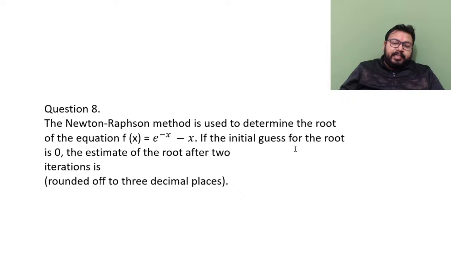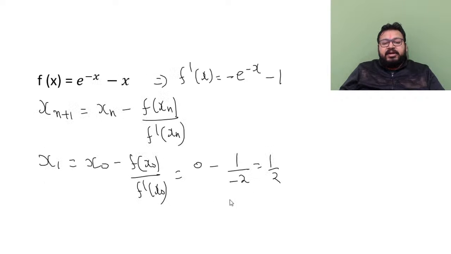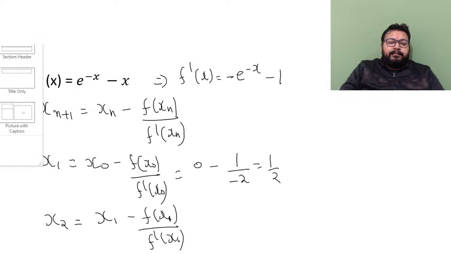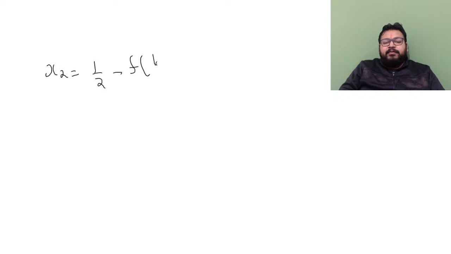What they have asked is the estimate of the root after 2 iterations. 2 iteration के बाद का root हमसे पूछा है. तो first root हमारे पास है after the first iteration. Let us go for the iteration number 2. x2 will be x1 minus f of x1 divided by f dash of x1. फिर x1 कितना है? x1 है 1 by 2.